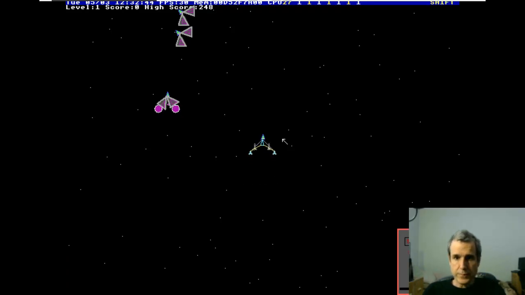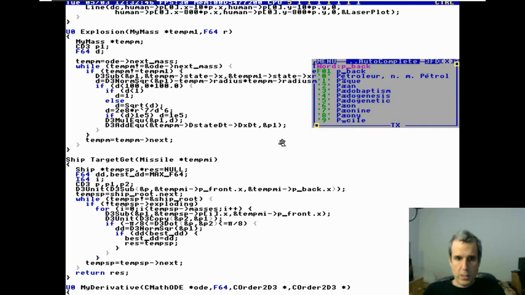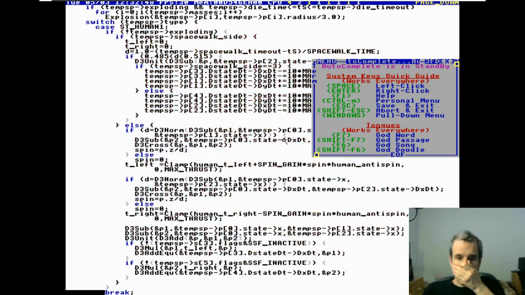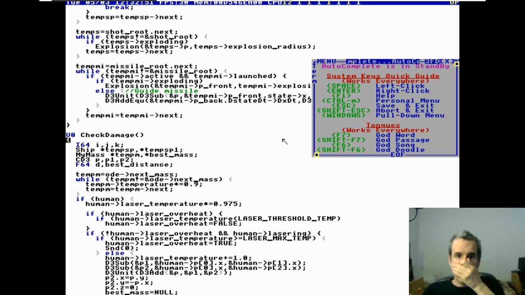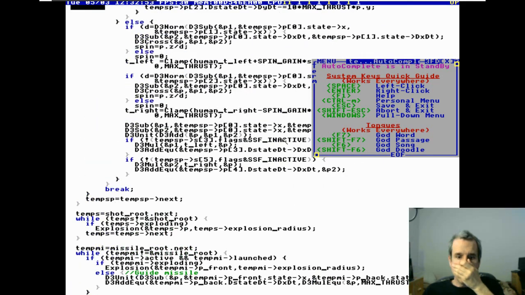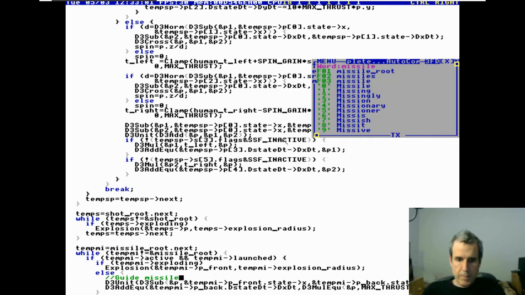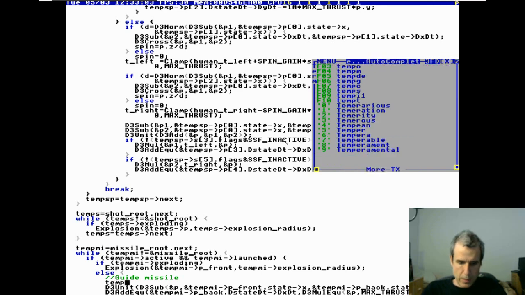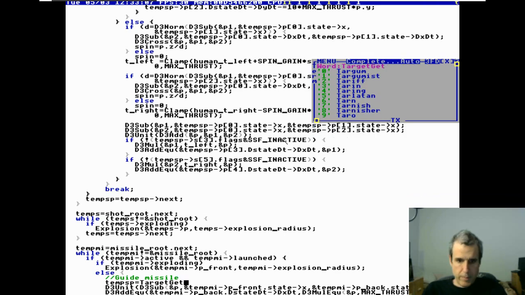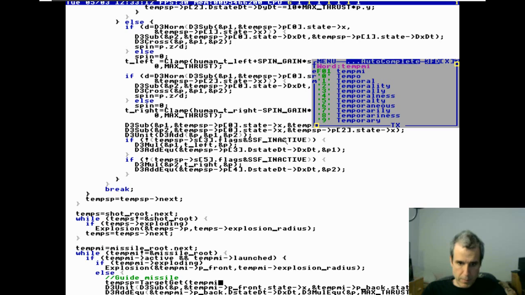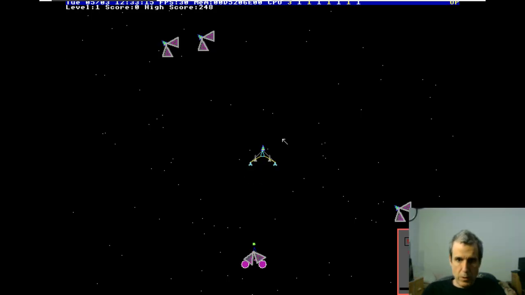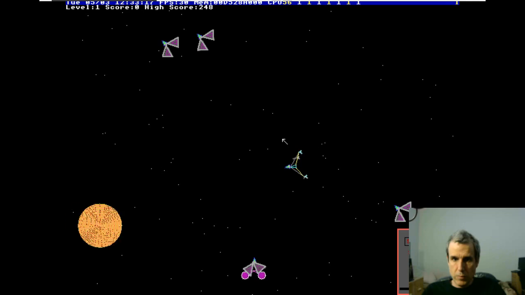Okay. Target get ship. So if it has been launched, then we have to guide the missile. Temp SP equals target get temp MI. Okay.